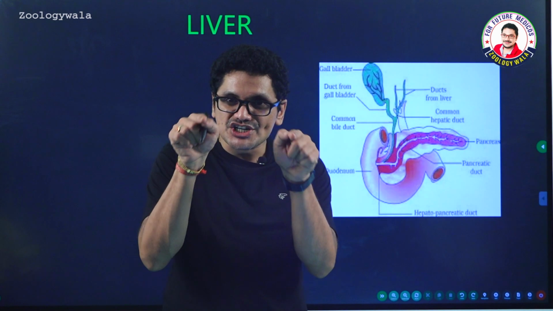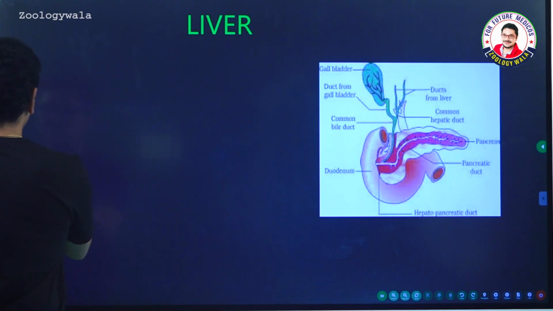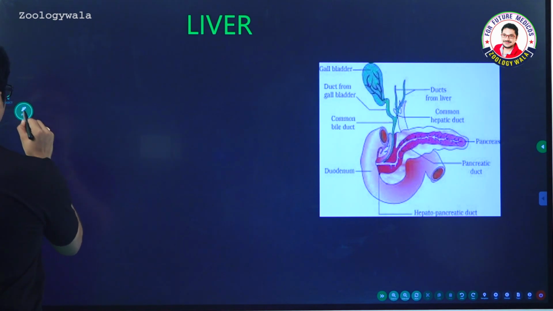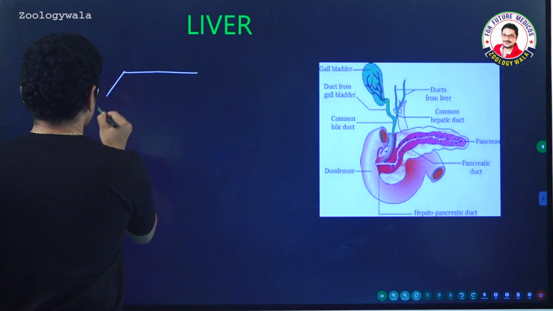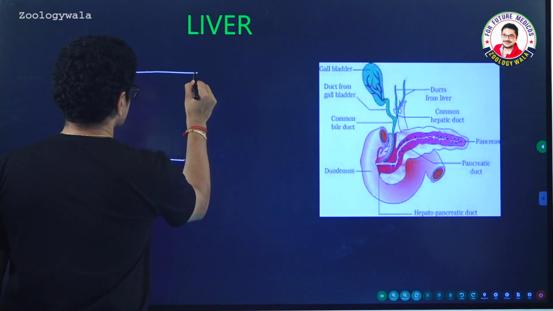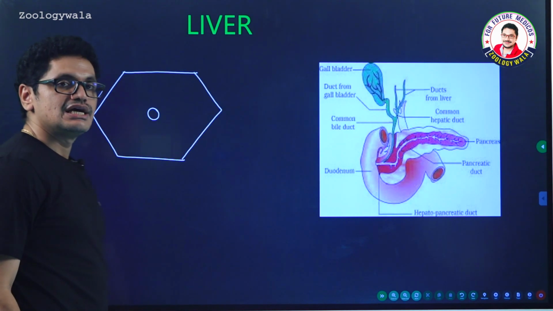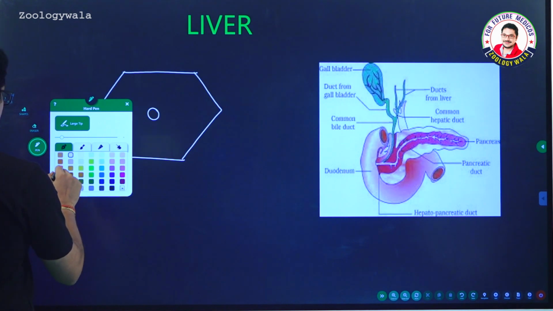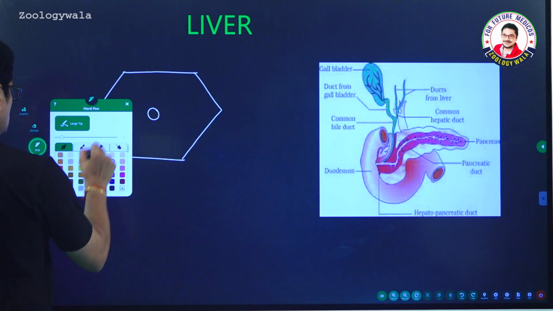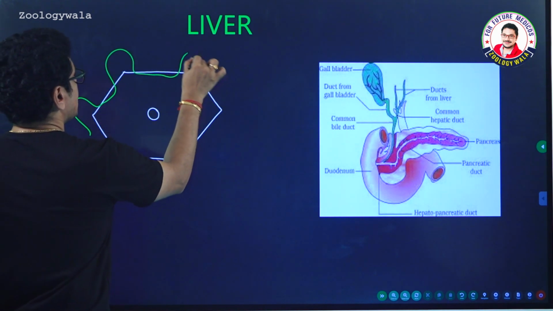If you take a section of the liver, it shows a number of hexagonal structures like this, and this hexagonal structure is called a hepatic lobule, and this one is an intralobular central vein, and each hepatic lobule is covered with a connective tissue.